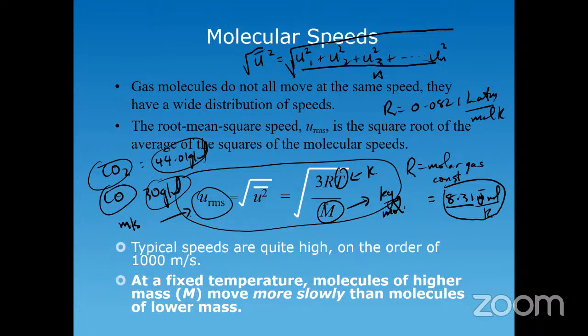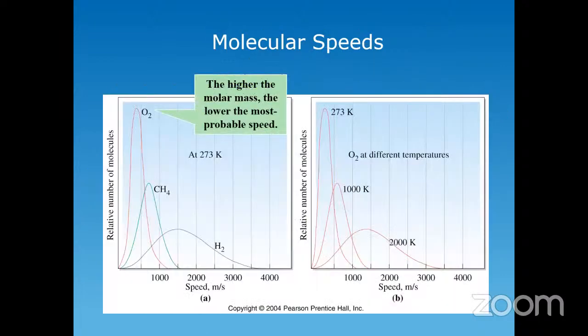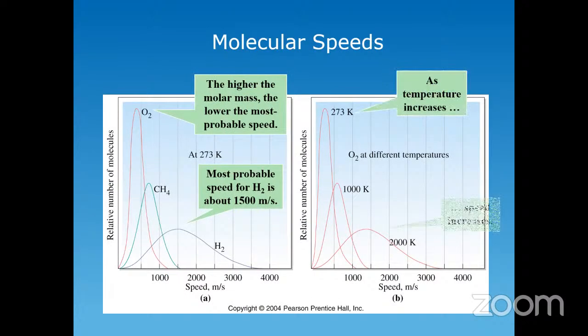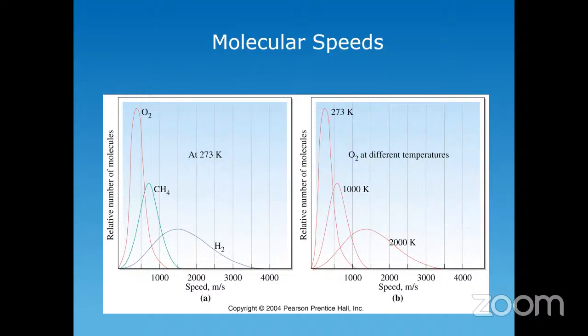Okay, so I want to show you these two graphs here because they show you basically how the root mean squared speed is affected by a couple of things. One would be temperature, and the other one would be the molecular mass, or molar mass. But before I do that, I just remembered something. Let me go back to this right here.